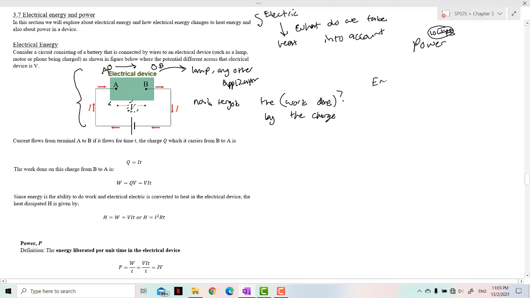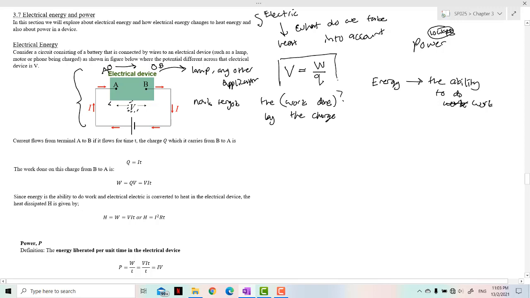Sebab energy is the ability to do work. Okay, so when you do work, it is said that you expend your energy lah, ataupun there's a conversion of energy lah, which we will see here. So how do we get work? Okay, remember back from chapter 1, potential. Potential is equal to the work done in bringing negative charge from the negative terminal to the positive terminal per unit charge, the work done in bringing a charge.